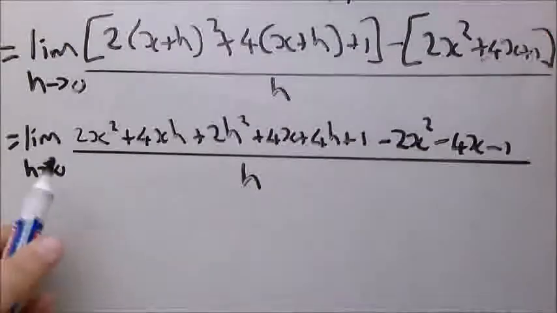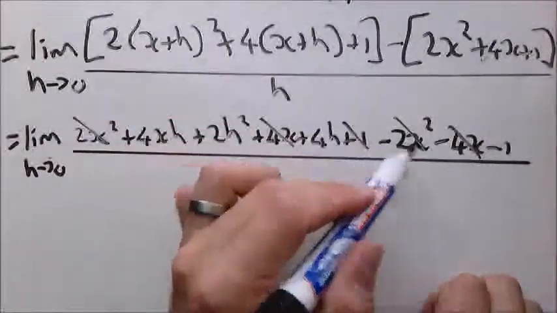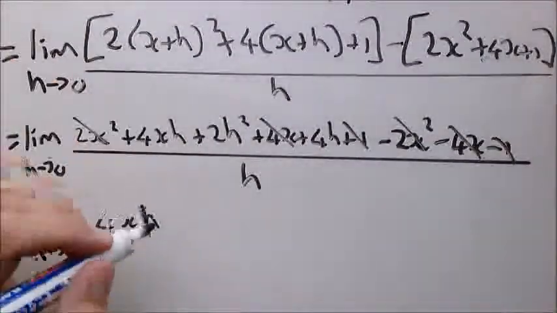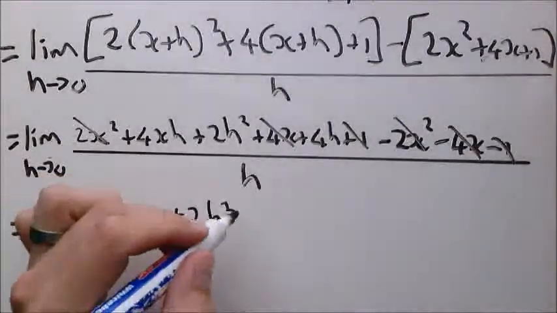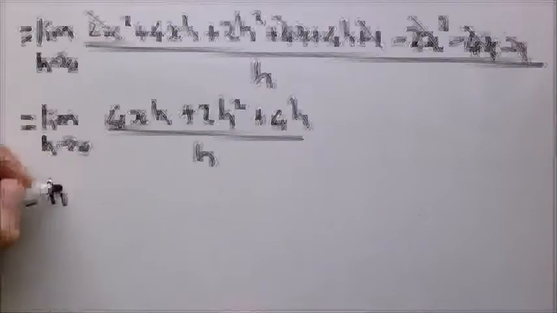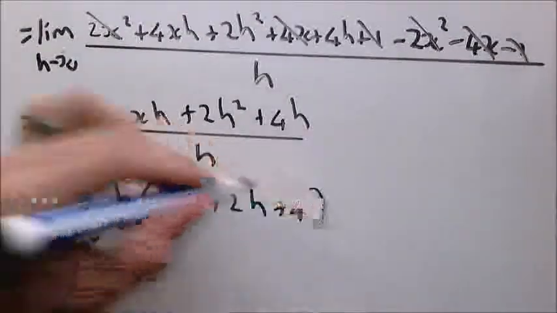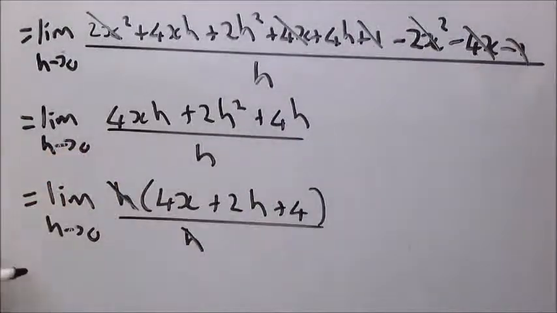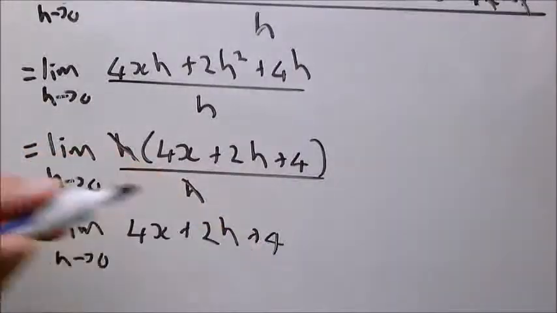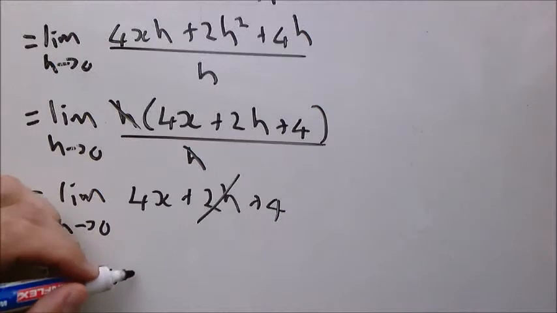Let's cancel out what we can. 2x squared minus 2x squared cancel out. 4xh doesn't, but 4x and 4x cancel out, and 1 cancels out. So what is left is 4xh + 2h squared + 4h over h. Same strategy. We cancel out the common factor, but before we can do that, we have to take out the common factor. Now we can substitute h in, which will make that one 0. So the final answer is 4x + 4.